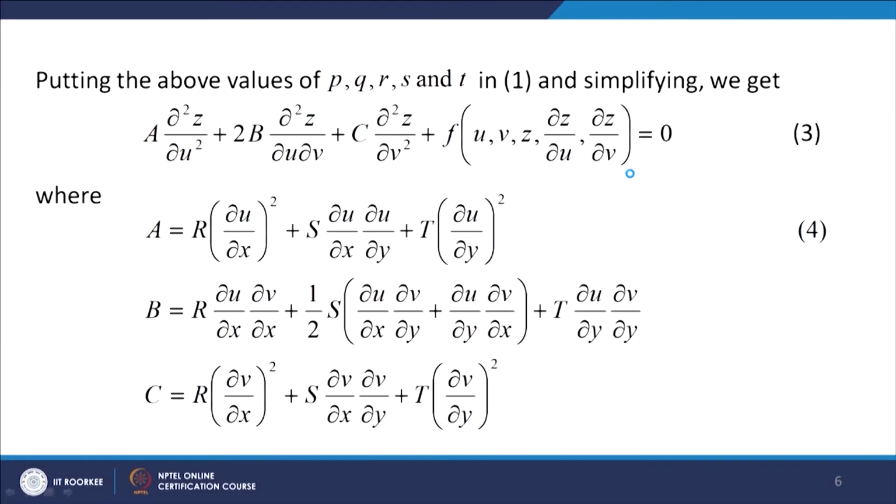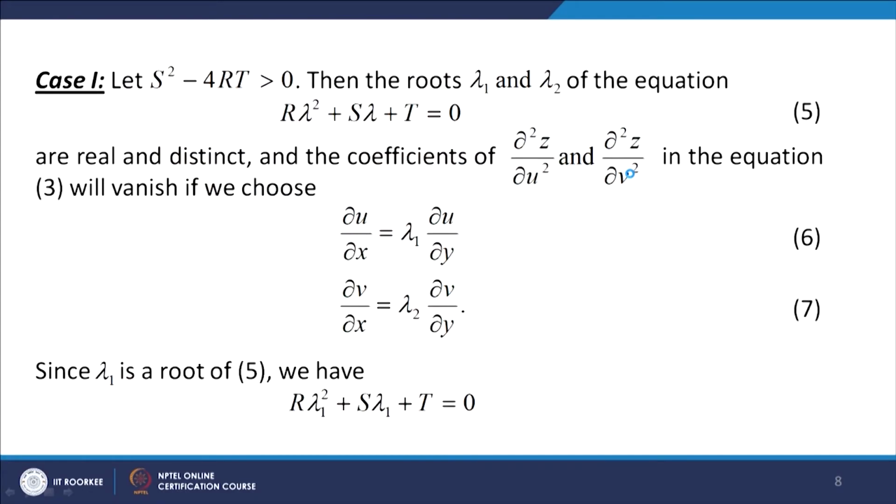Let us see here the coefficient of the second order derivative in u and the second order derivative in v, that is a and c, will vanish if we choose our u and v in such a way that del u by del x equal to lambda 1 del u by del y, del v over del x equal to lambda 2 into del v over del y, where lambda 1 and lambda 2 are functions of x and y, because r, s, t depend on x and y. Now, since lambda 1 is a root of the equation r lambda square plus s lambda plus t equal to 0, it will satisfy this equation. So, we will have r lambda 1 square plus s lambda 1 plus t equal to 0.